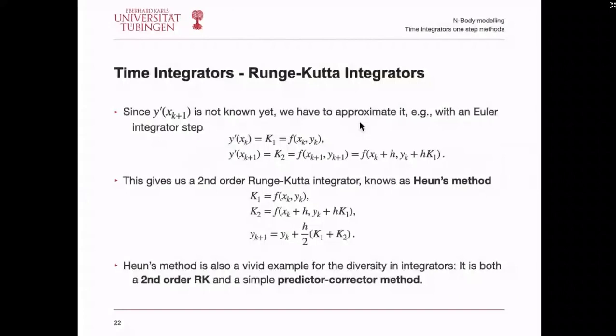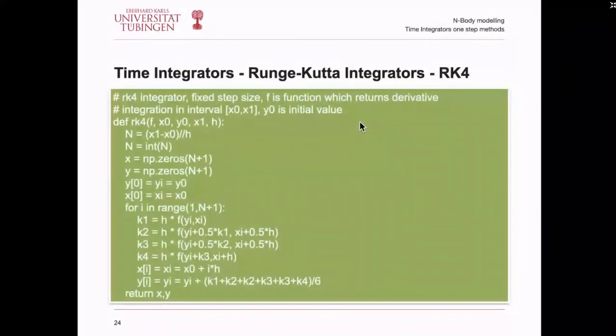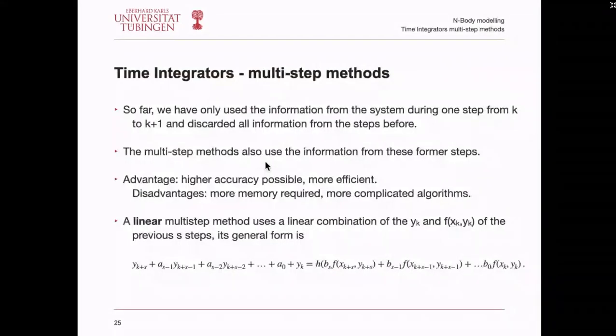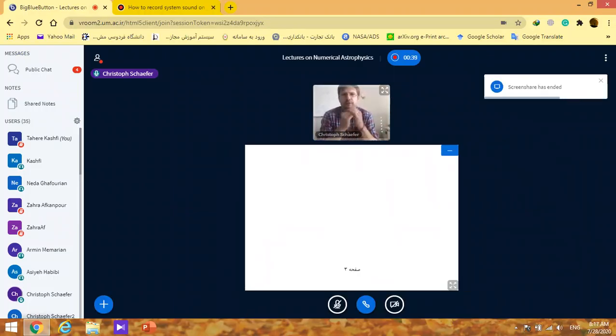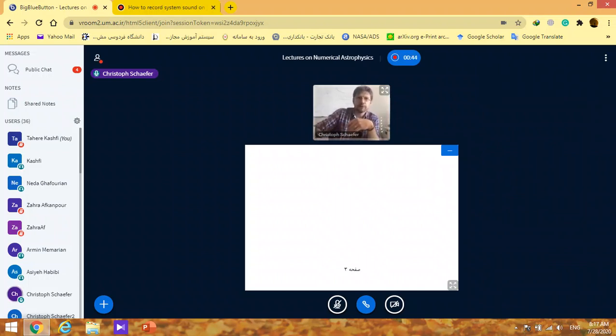The last slide was the Runge-Kutta integrator, a fourth order integrator with a fifth order error estimate. This is always a good choice when you don't know what to use and you program some code. Fourth order is the classical Runge-Kutta integrator. So far we have only used the information from the system from one step k to the step k+1, and we threw away all the information that we gained before.